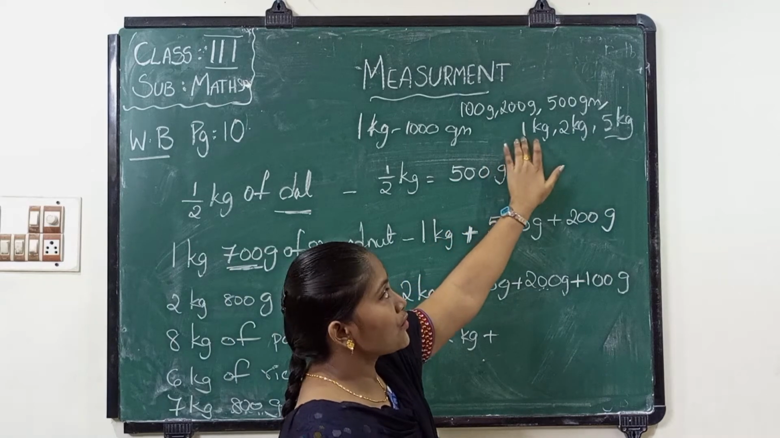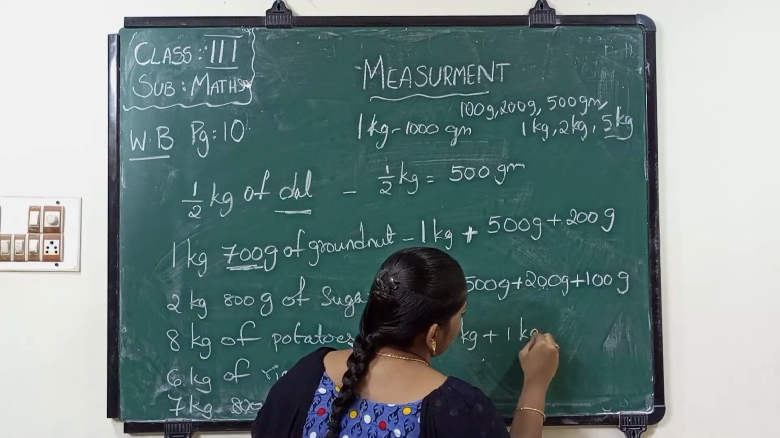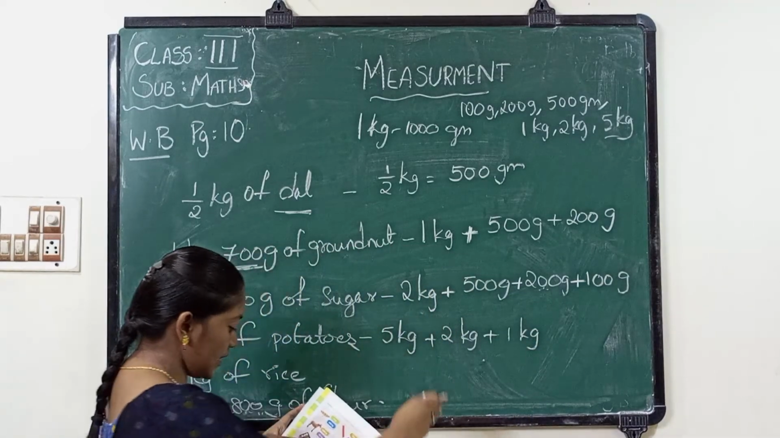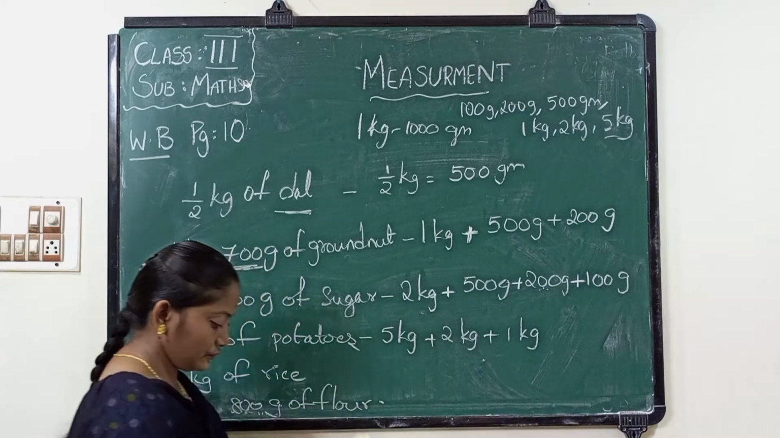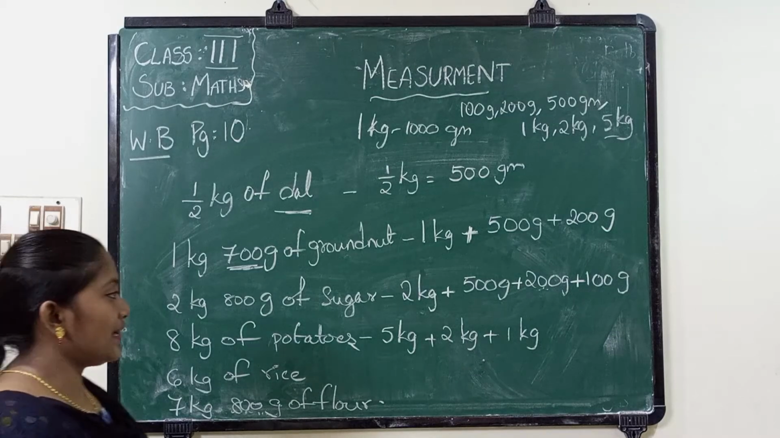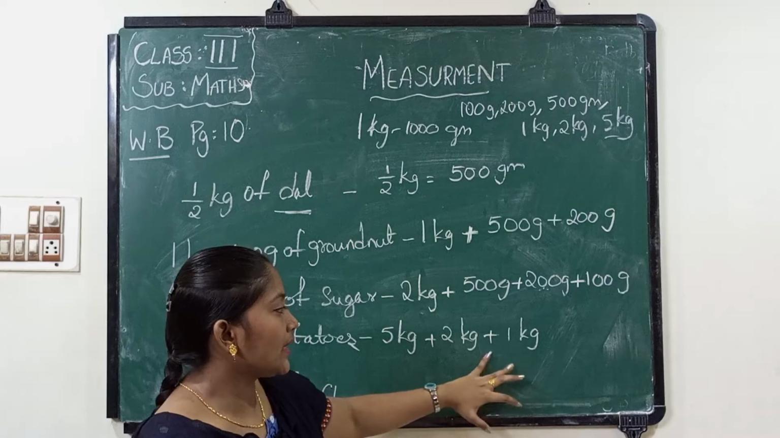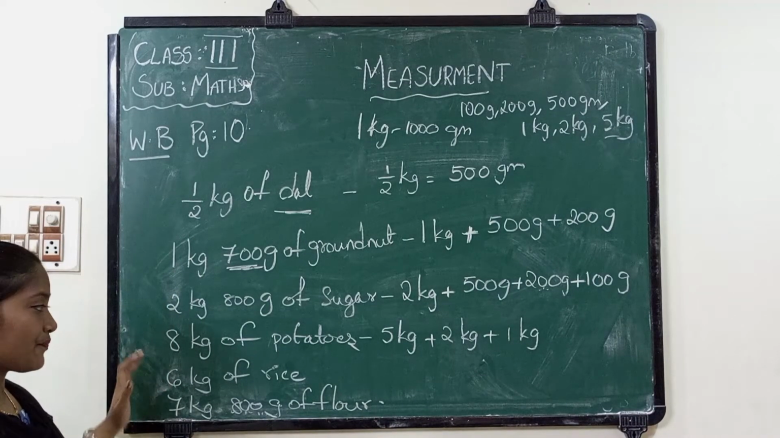So here again I am using 1 kg stone. So 5 kgs plus 2 kgs is 7 kgs. 7 kgs plus, sorry, 7 kgs plus 1 kg. It's a total 8 kgs. 5 kg plus 2 kg is 7 kg. 7 kg plus 1 kg, it's 8 kgs. Total weight of potatoes is 8 kgs.